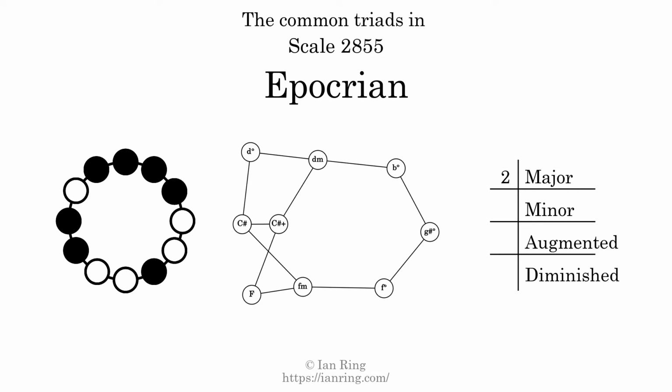There are 2 major triads. There are 2 minor triads. There is 1 augmented triad. There are 4 diminished triads.